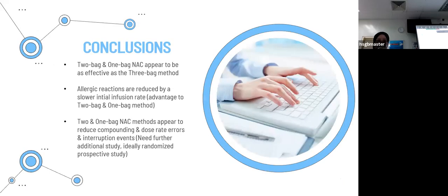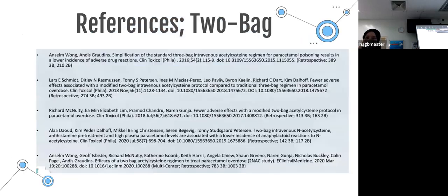So in conclusion, the 2-bag and 1-bag NAC appear to be as effective as the 3-bag method, and one may even consider opting for the 2-bag and 1-bag method because allergic reactions are reported to be seemingly reduced compared to the 3-bag method. However, we do need additional studies because all the previous studies mentioned are retrospective. There are not enough randomized prospective studies comparing the 3-bag, 2-bag, and 1-bag methods. So these are the references.